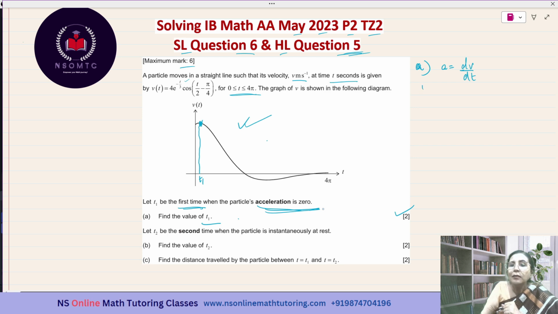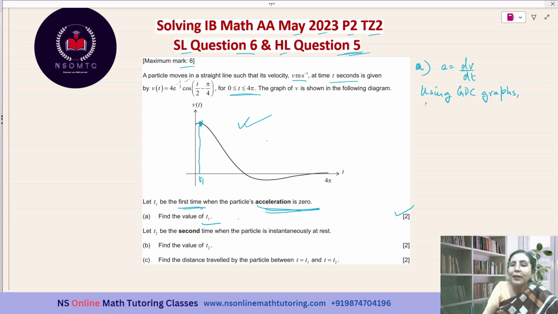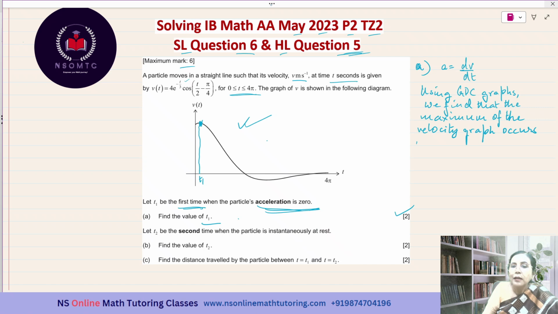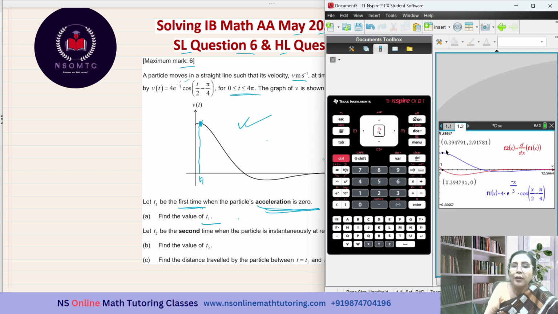So using GDC graphs, we find that the maximum of the velocity graph occurs at t equal to 0.395.